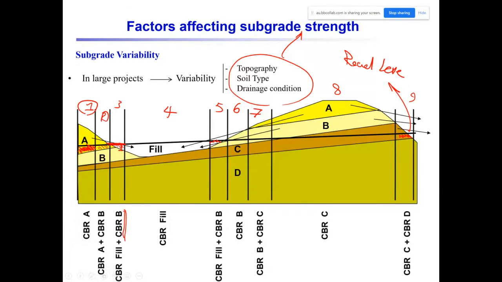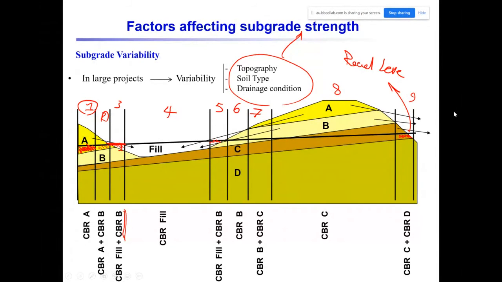So there are some requirements in ASTROADS. For example, if the CBR value is below 3, this is not acceptable at all. Yeah, you need to stabilize the soil or remove that soil. But if the CBR is, for example, 6, 7, I will explain later, it is up to you whether you want to increase that value and reduce the thickness of the layers, or you want to consider the CBR as is.